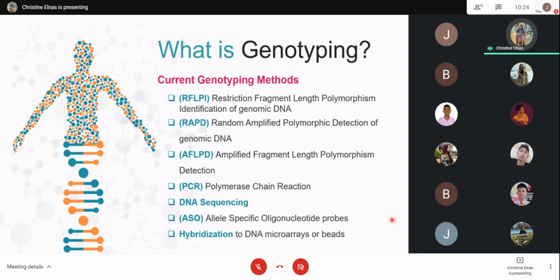Due to current technological limitations, almost all of these genotyping methods are partial. As I said, only a small fraction of an individual's genotype is determined, such as in genotyping by sequencing.